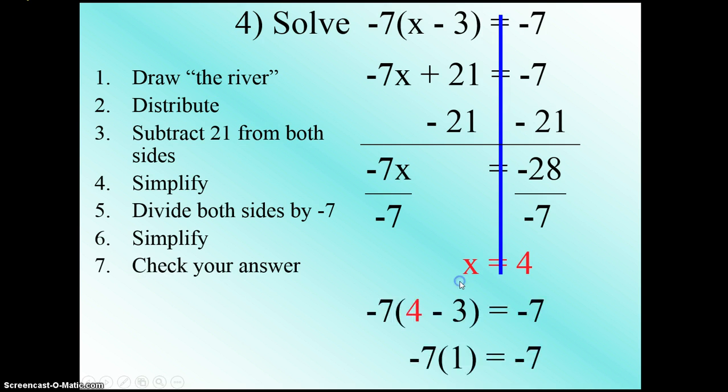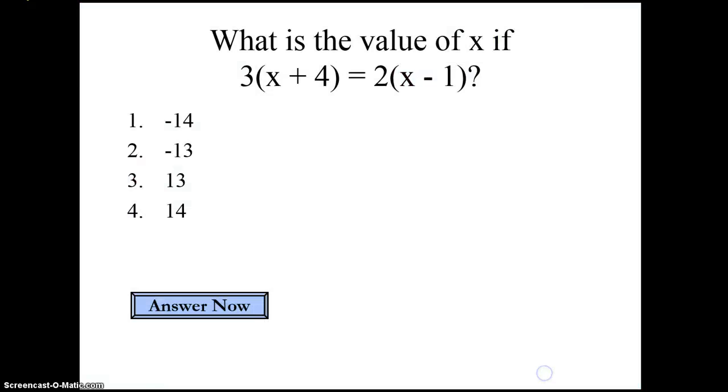Alright, check our answers, just plug it back in. When I plug it back in, I can do 4 minus 3, order of operations is 1, negative 7 times 1 is negative 7. Both sides balance, so my answer must be right.